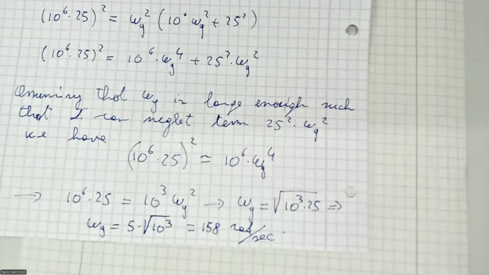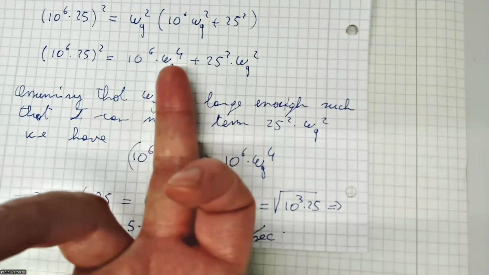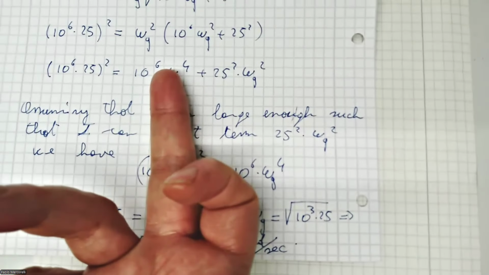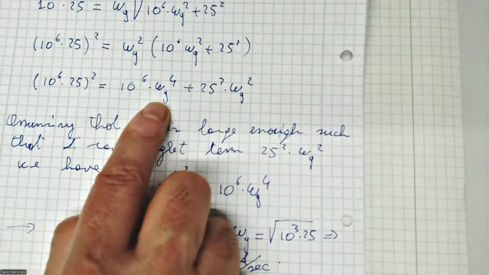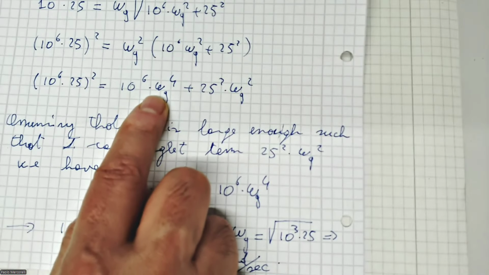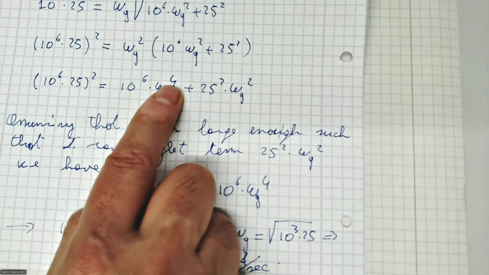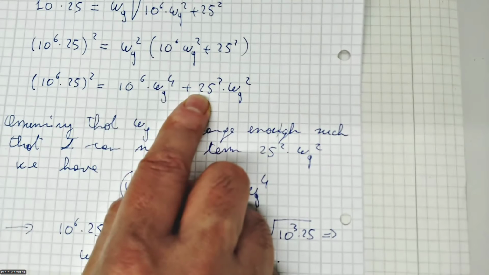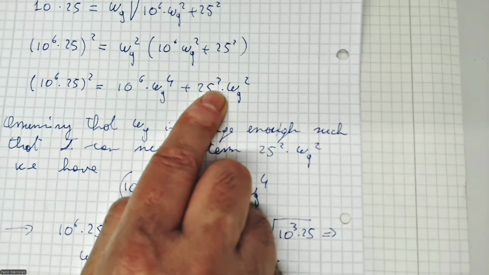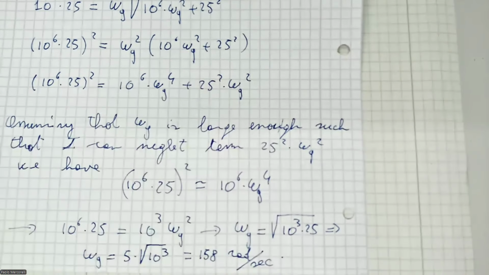Because already for omega g, I don't know, we have to look when this hypothesis is guaranteed, a posteriori. For instance, for omega g equal 1, we have 10 up to 6, and we have to compare with 25 up to 2, of course. In engineering fields, when something is 10 times larger than the rest, we can neglect it.